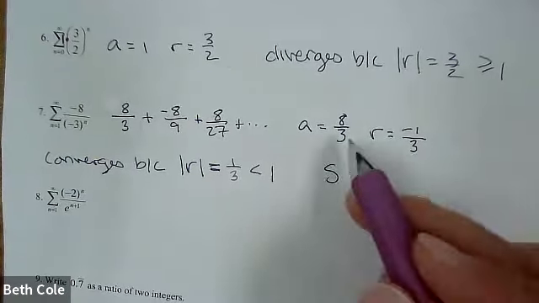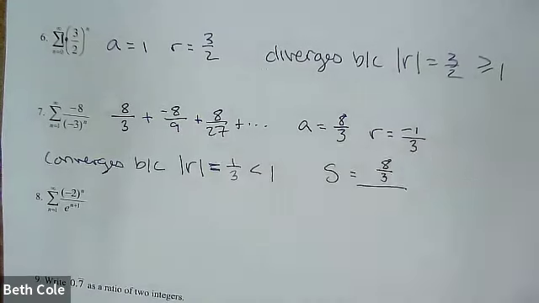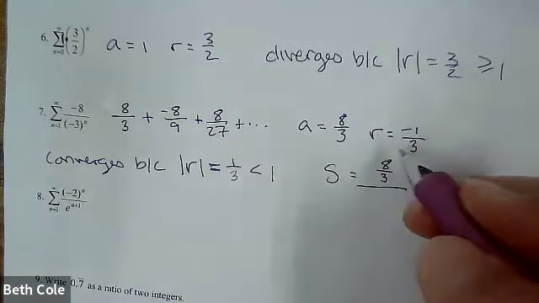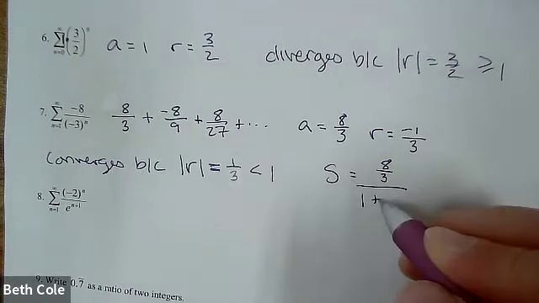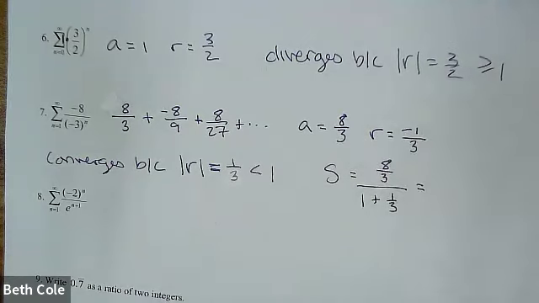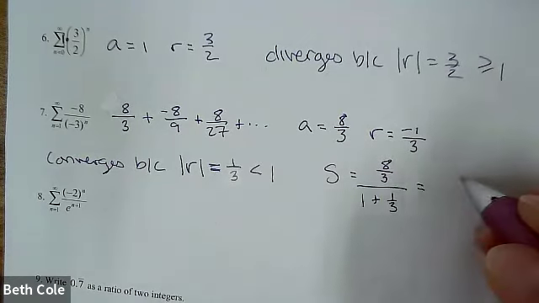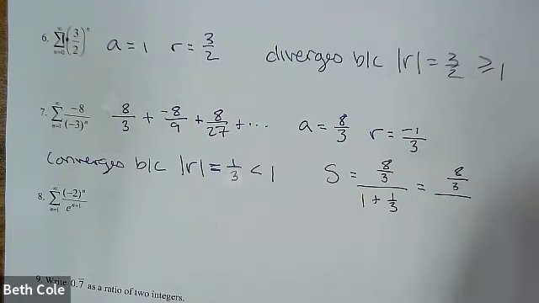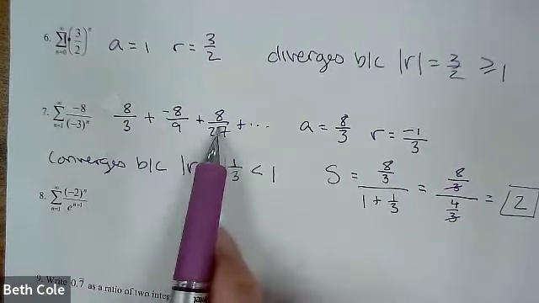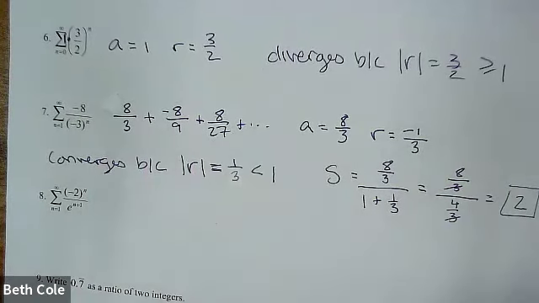Get on board. All right, so we're going to have 8/3 over 1 minus r. That would be 1 minus negative, so plus 1/3. Got a couple more steps there. So it'll be 8/3 over 1 plus 1/3 is 4/3, and the 3's are going to cancel. So 8 divided by 4. So the whole answer is 2. If you add these numbers up forever and kept on going, like never stopped, it's 2. It's cool.